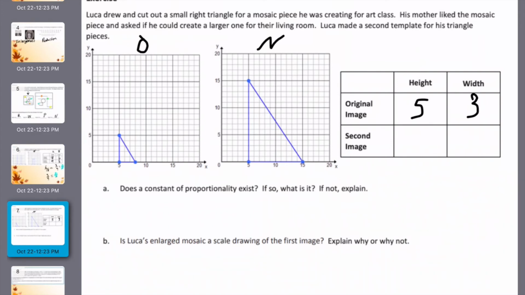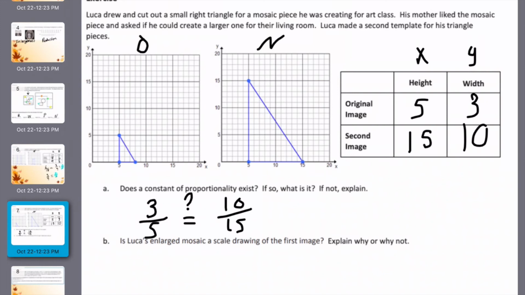I know that the height of the new image is 15 units and the width of the new one is 10 units. So does a constant of proportionality exist? If so, what is it? Well, that means we need to try to reduce things. So does 3/5, well, that can't be reduced anymore. Does it equal 10/15? Well, 10/15 can be reduced. That equals 2/3. So they are not the same thing. So no, the K value is different.